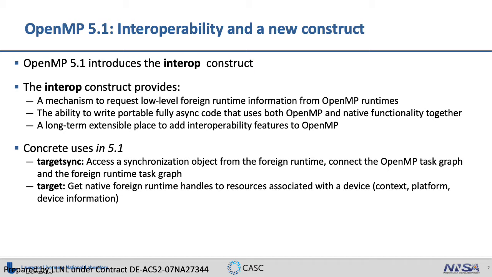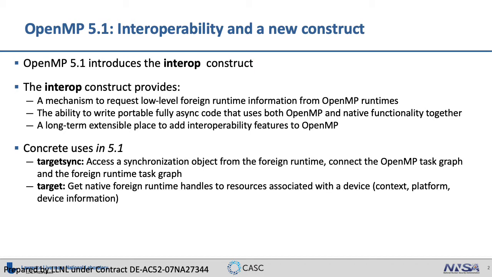Some of the concrete uses we have already in 5.1 are the interop types target sync, which is a way to access a synchronization object from the foreign runtime system and connect the OpenMP task graph with the task graph of the foreign runtime system.